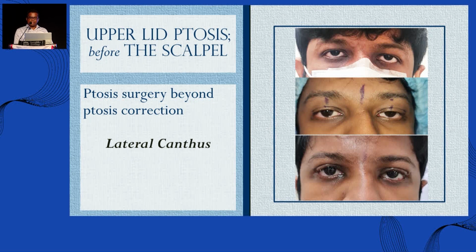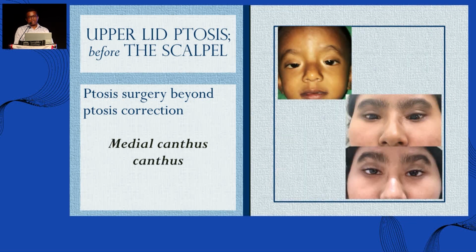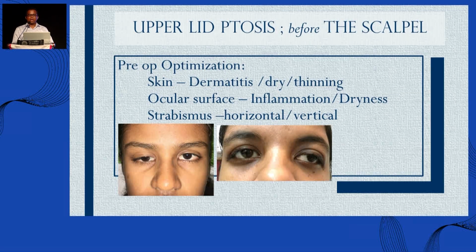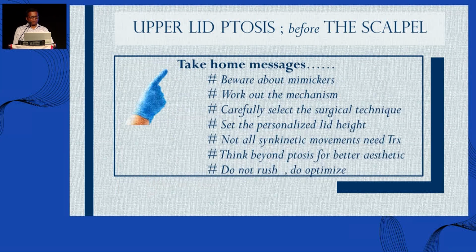And of course, the canthus, if there's inferior dystopia, we had to correct before the ptosis. And the medial canthus, again, we had to correct before the ptosis surgery. So the canthus should be addressed before that. And finally, before the operations, we have to optimize the skin for any skin inflammation and thinning, and ocular surface inflammation and dryness, and of course, the strabismus has to be addressed before the surgery. Thank you.